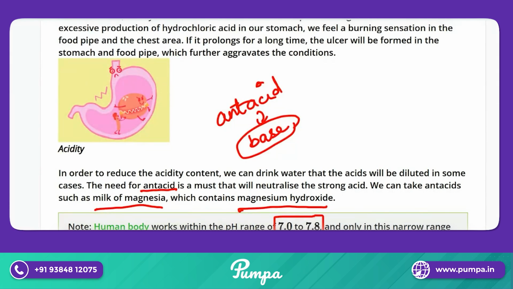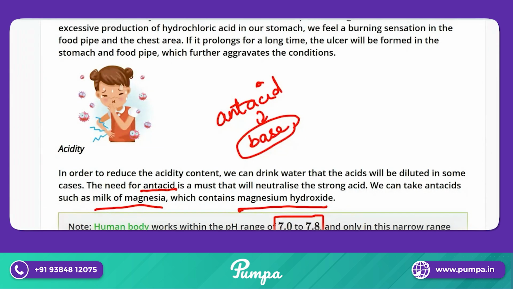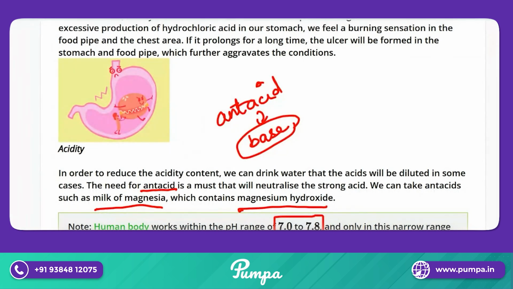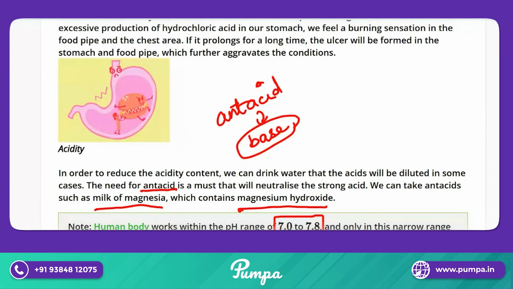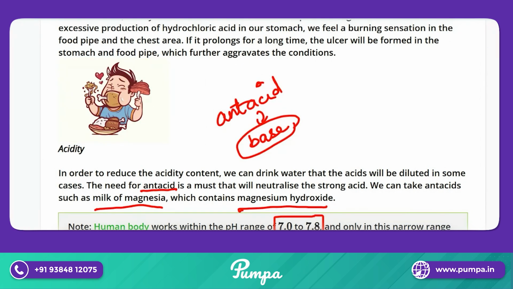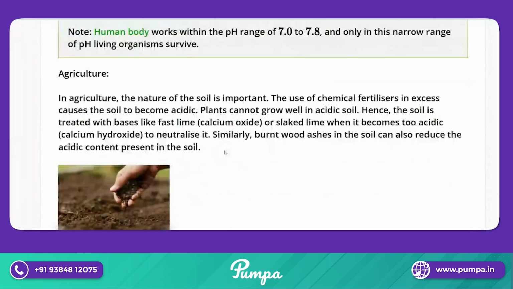7 to 7.8, I can say it is neutral, right? Yes, it is neutral. Okay, so our human body works within this range. So this is the pH range for living organisms to survive. Okay, and next is related to agriculture.